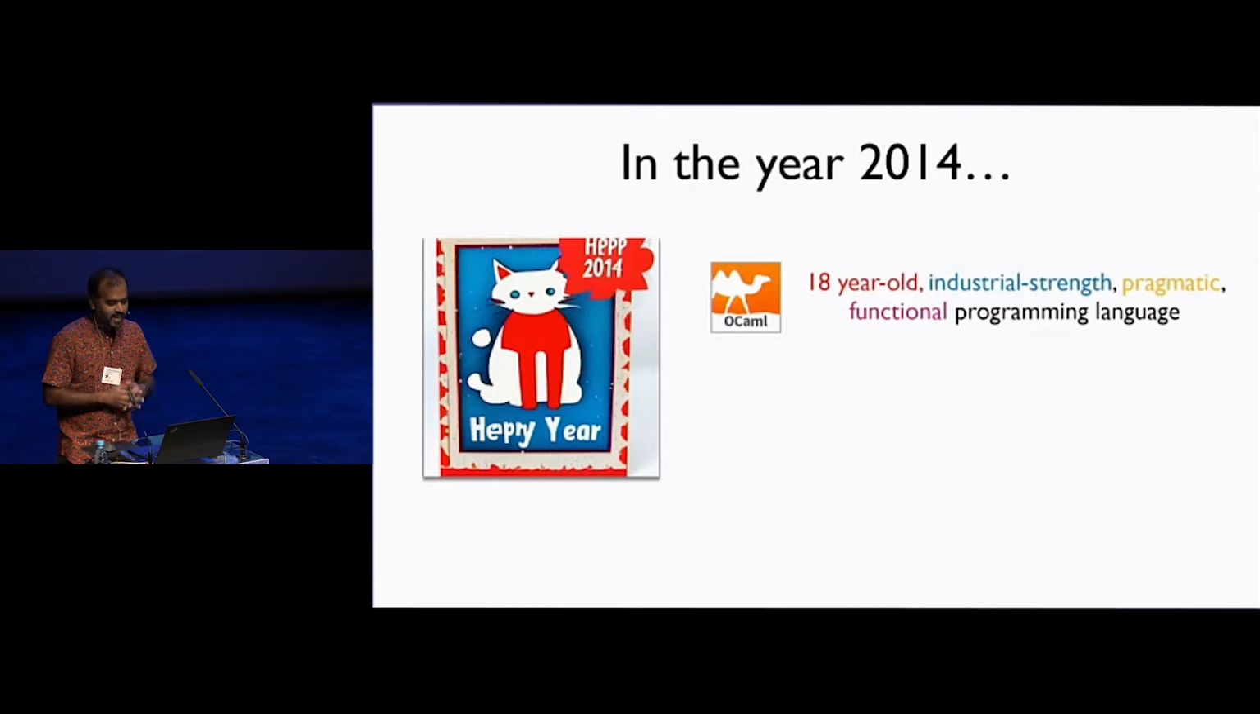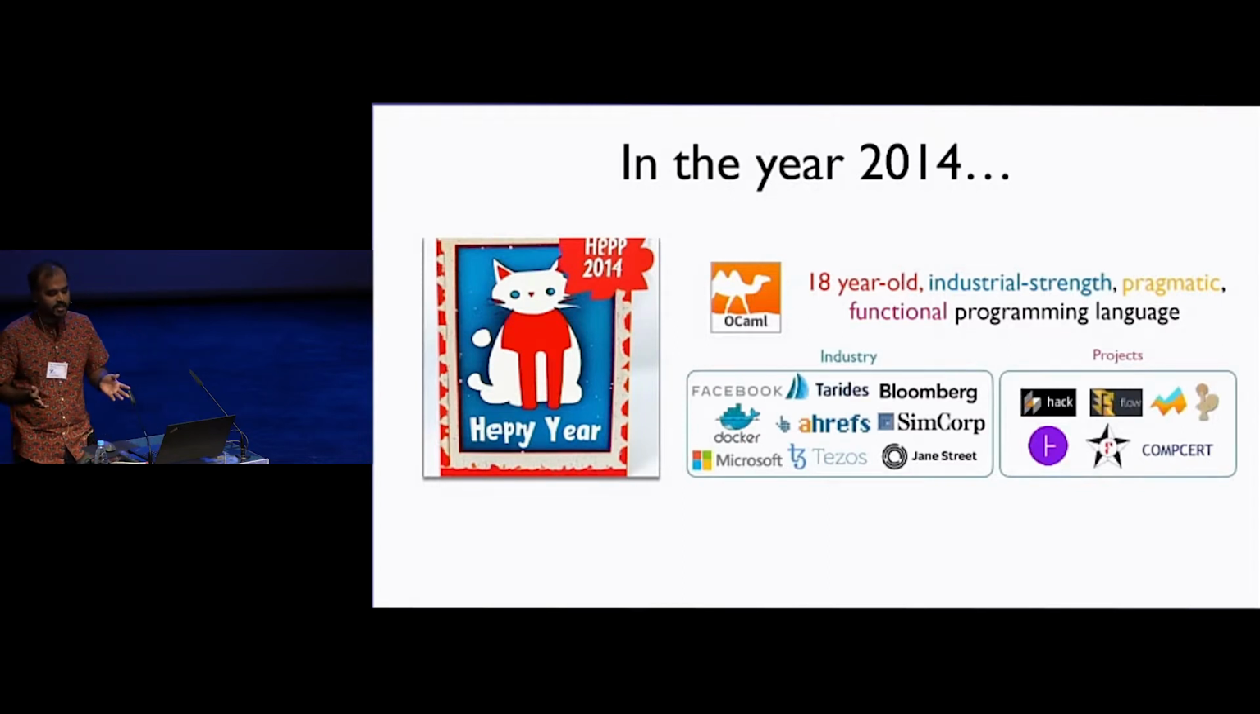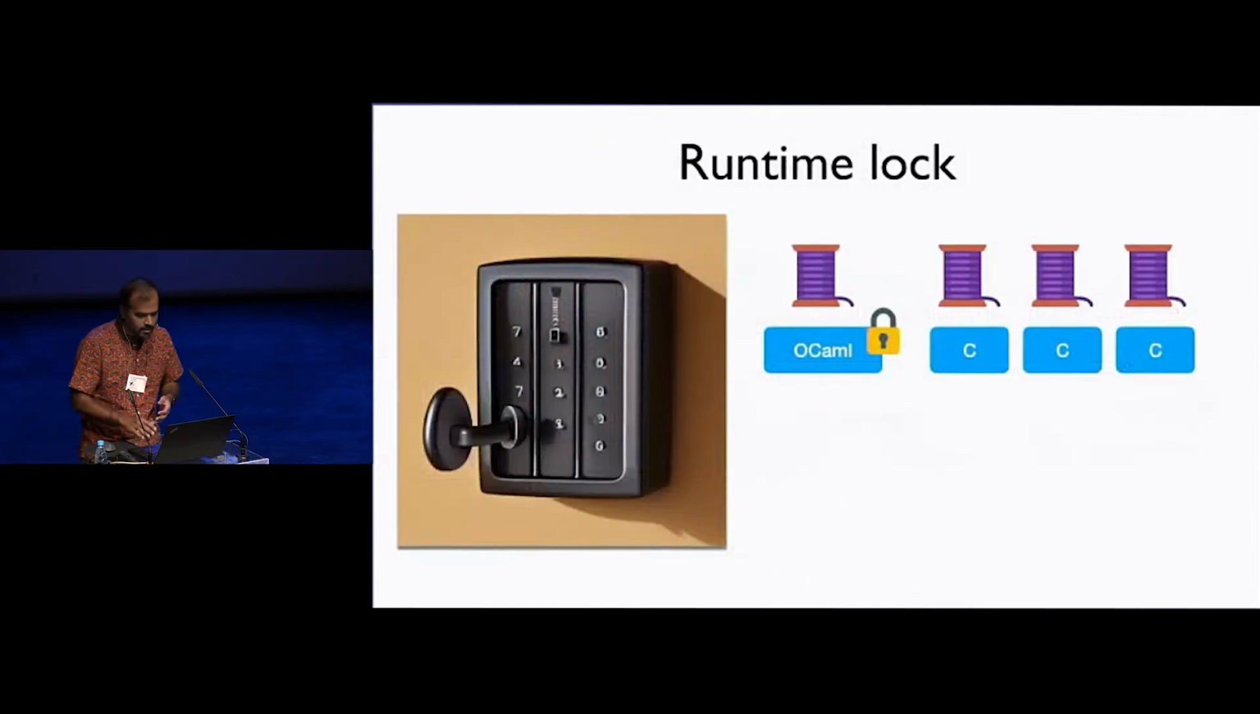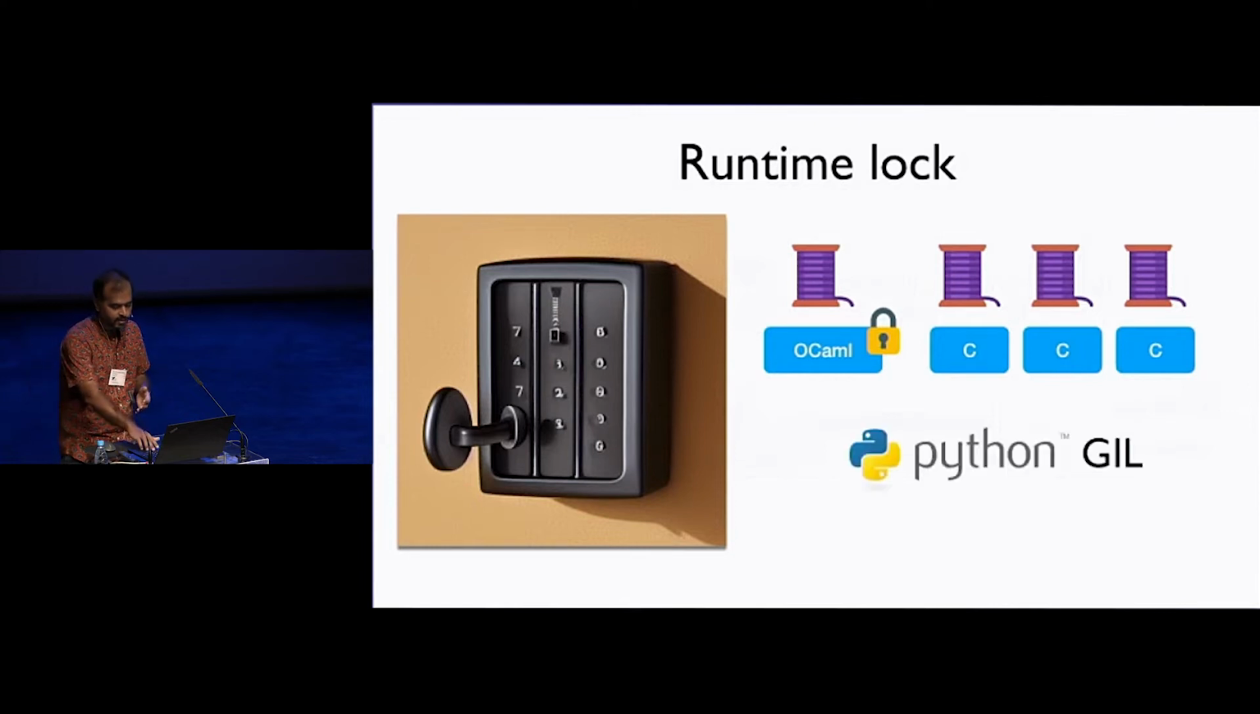So OCaml was an 18-year-old industrial strength functional programming language that was reasonably popular within the industry and academia. OCaml was particularly favored for low latency network systems, program analysis tools, compilers, proof assistants, and whatnot. But when compared to systems programming languages that were out there, OCaml was one of the few that did not have multicore support. To be clear, OCaml had threads, but when you have multiple threads, only one of them can execute OCaml at any point. Essentially, you had a big runtime lock around the heap. The other threads could be executing C code in parallel. This is no different from Python, which has a global interpreter lock.